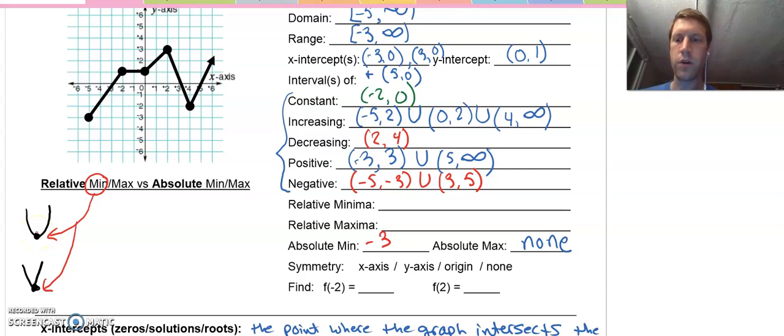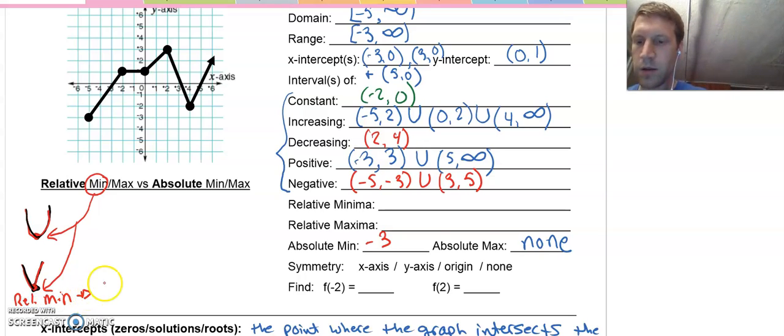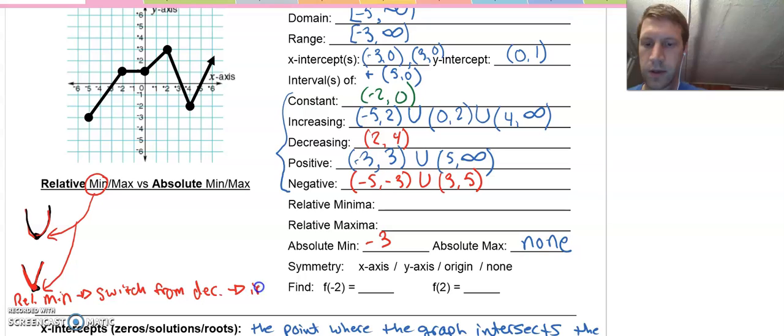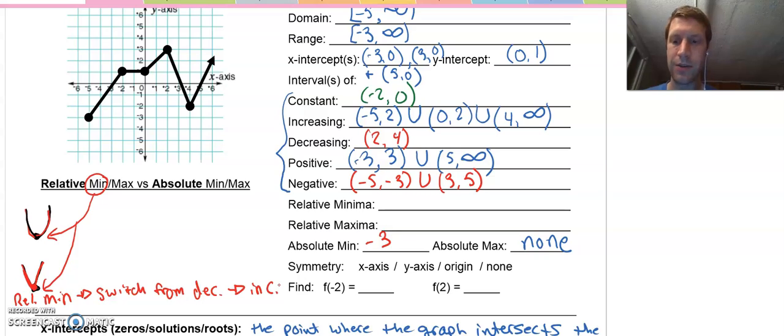And what we need to make sure that we realize here is that we need to switch from decreasing, then we hit that minimum, and then we switch to increasing. Same thing here. We go from decreasing, we hit that minimum, and then we go to increasing. If that's your scenario, then you have a relative minimum. Okay, so for a relative min, you must switch from decreasing to increasing. It can't be from decreasing to constant. It's got to be from decreasing to increasing.